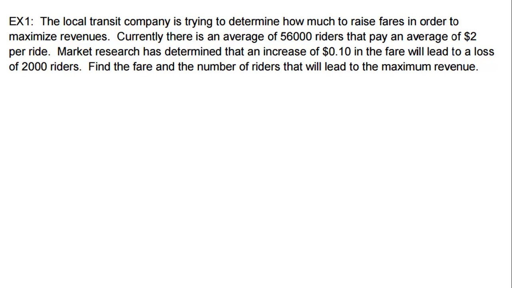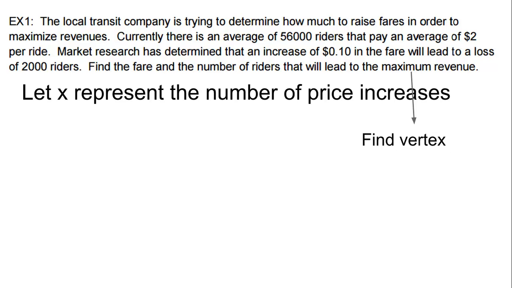The hardest part here is determining what x should be. Some people might think, well, let x represent the price or the fare, or let x represent the riders. Both of those are variable. Both of those are changing. And indeed, if we let x represent either one of them, we're kind of favoring one over the other. It's not actually the fare or the riders we're setting. When it says maximum, we're going to find the vertex. The decision that needs to be made is how many times do we increase the price. So we're going to let x represent the number of price increases.